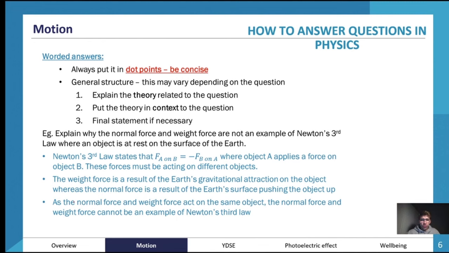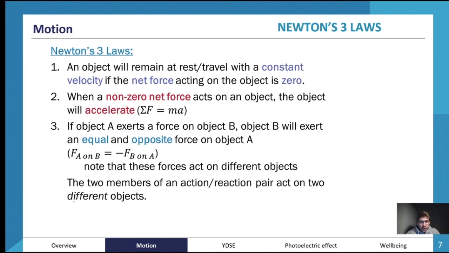Now, that's how you answer questions in physics. We just spoke, and I explained to you how to tackle calculation questions and how to tackle theory questions. Now it's time to actually explain a bit of theory. So let's start with Newton's three laws.